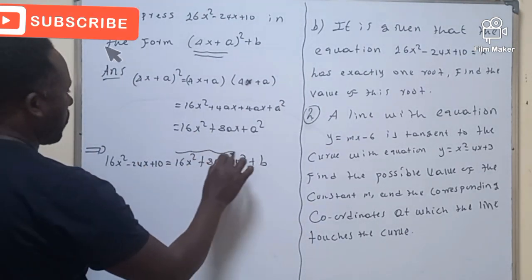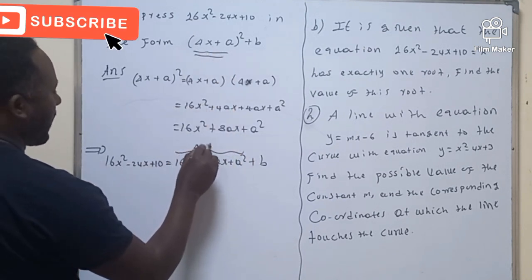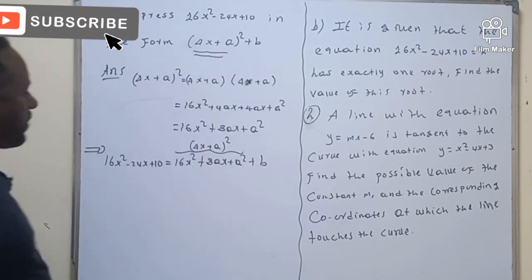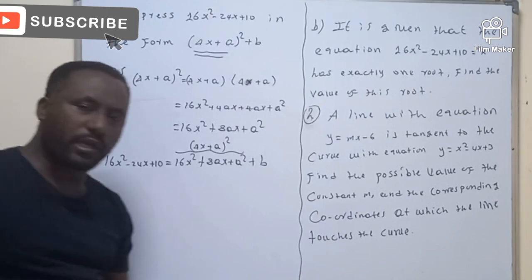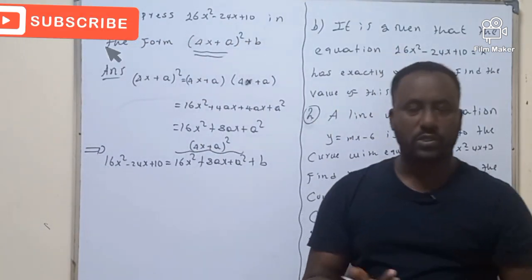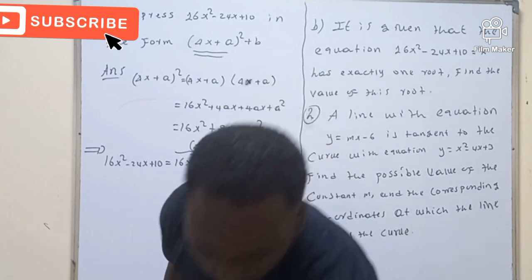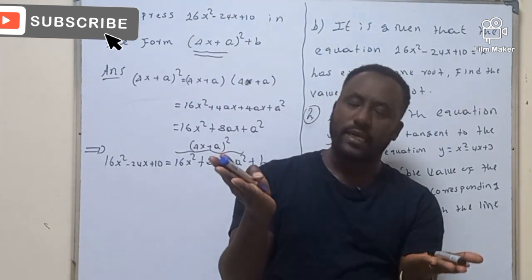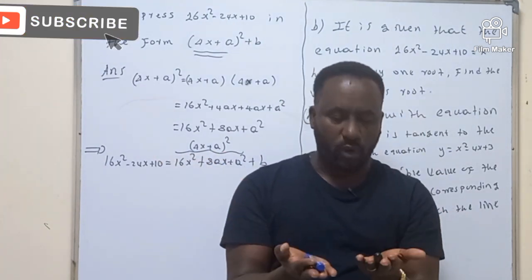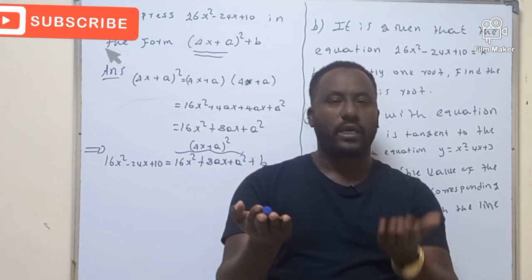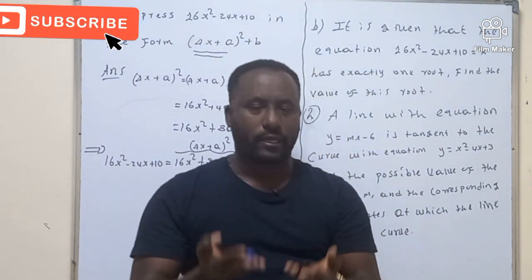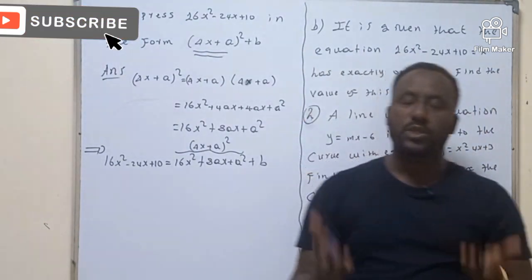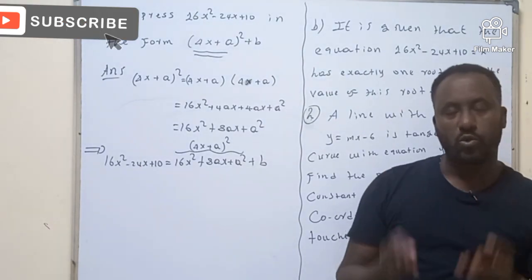You know, this is already what? That is (4x plus a) the whole square, already plus b. So you know that any two algebraic expressions will be the same if the corresponding parts of the two things are the same. For example, look at my hands. These two hands will be the same. Otherwise, it is impossible to say this one and this one are equal. So in mathematics, if two expressions are the same, the corresponding parts of the two expressions should be the same.